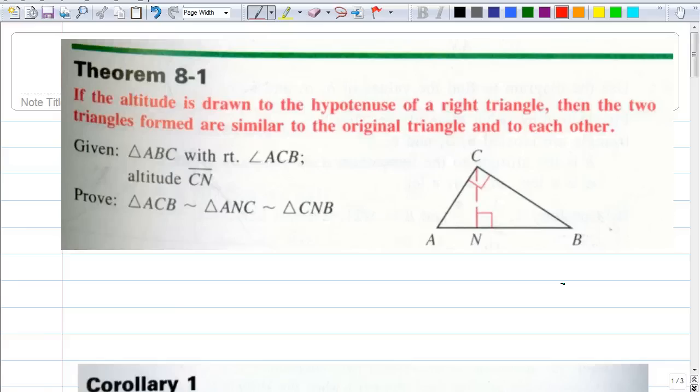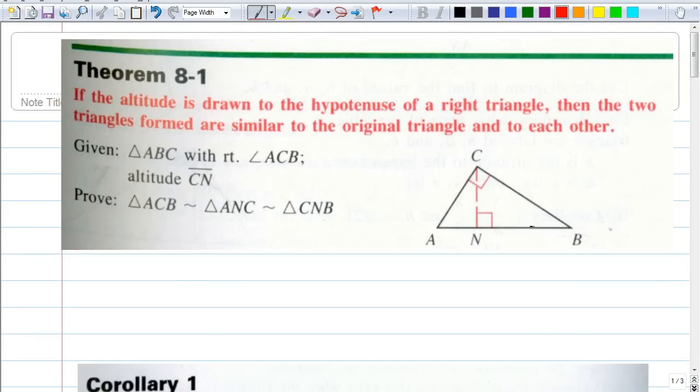How about Reagan? What do you think this is saying? Yeah, all the triangles are similar. How many triangles do you see? 3. All 3 of these triangles are similar. You know, one on the left, one on the right, and then the big one. Okay, that's what they're saying.